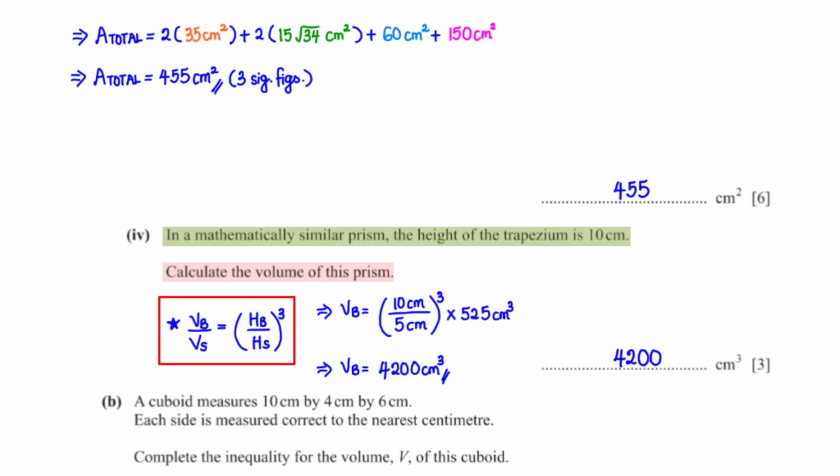HS is 5 centimeters and VS is 525 cm cubed. When we plug these values into the equation and make VB the subject, this is what we get. When we type this into the calculator, we have 4,200 cm cubed.